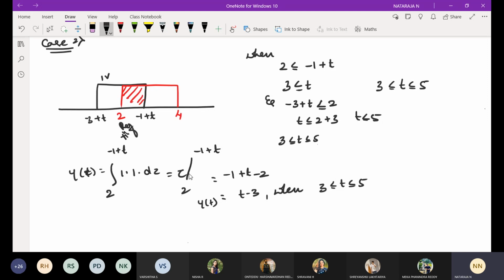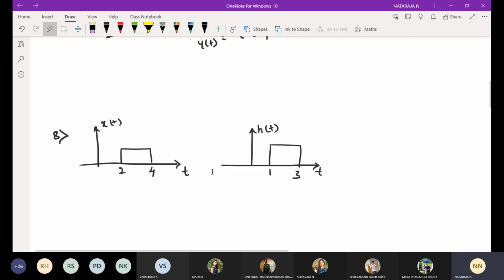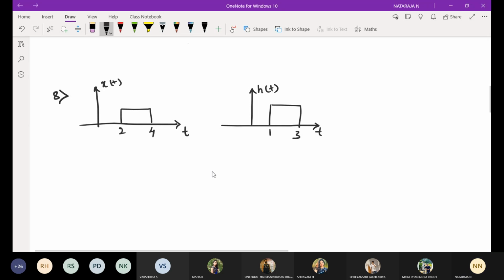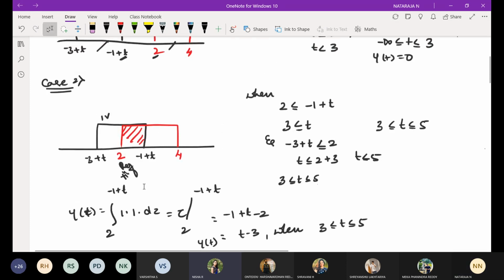Any doubts? Yes, sir. Now I'm going for case 3. Excuse me, sir. Yes. Can't we take the other limit, sir, that is, minus 3 plus t less than 2?